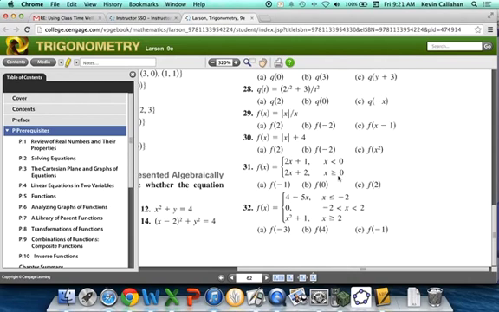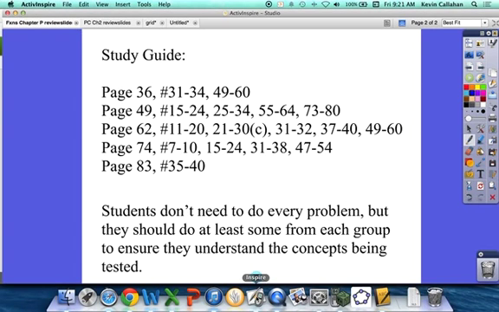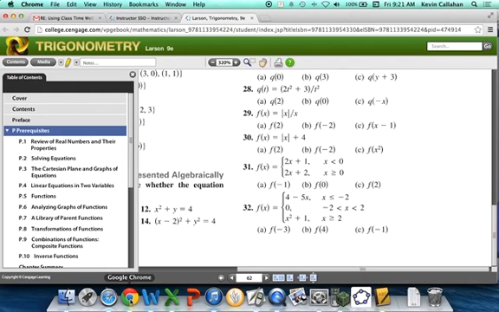Next. 37 to 40, which is on the next page.